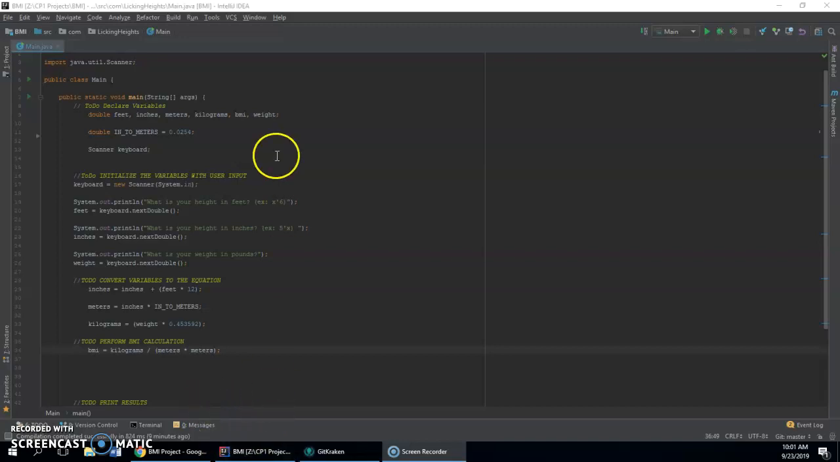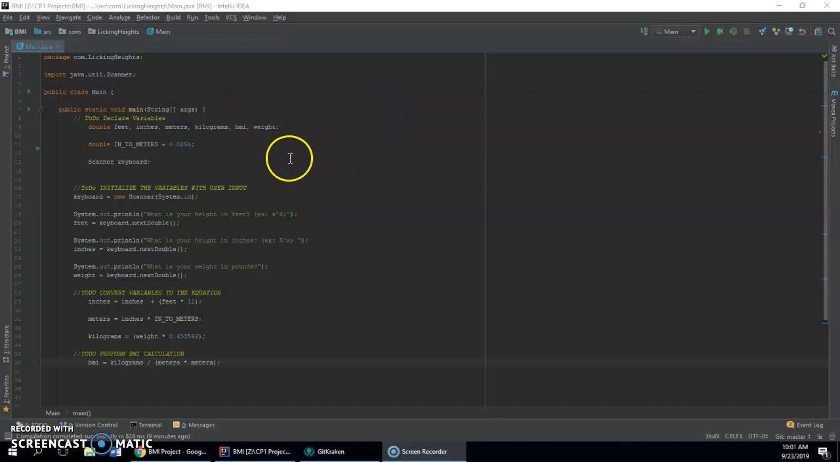This is the BMI project, and so far what we did was we declared variables for feet, inches, meters, kilograms, BMI, and weight. And then we also did inToMeters for the inches to meters, which is 0.025.